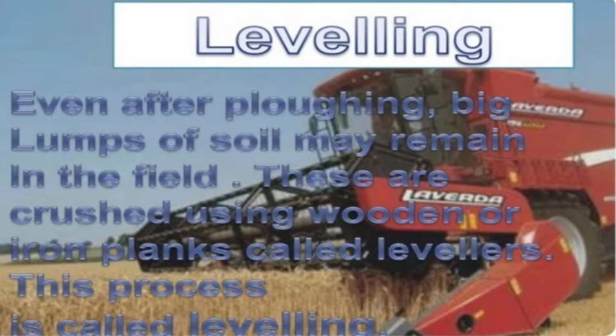So these are converting the soil into a level surface. That is called leveling. What are the materials needed here? We need wooden or iron planks called levelers. These levelers level the soil and make it more fertile. This process is called leveling, and these materials are known as levelers.